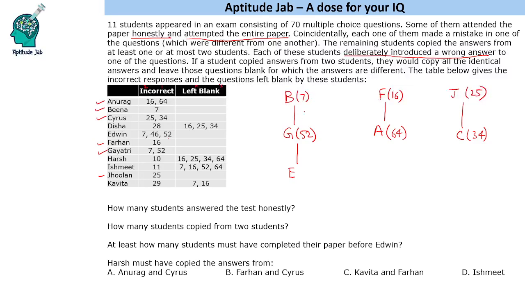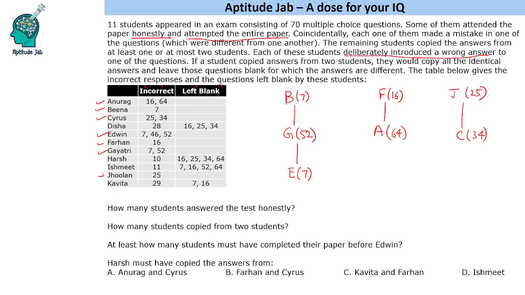So he just copies them because he does not know that she has made these mistakes. So Edwin will make a mistake in question number 7. So this is also done. Now we are left with 4 people. Now these 4 people have left some answers blank. Now if they have left some answers blank, that means they copied from multiple people.